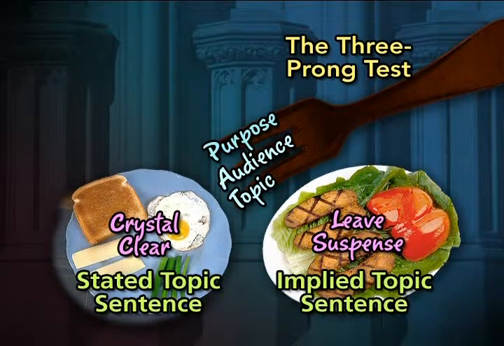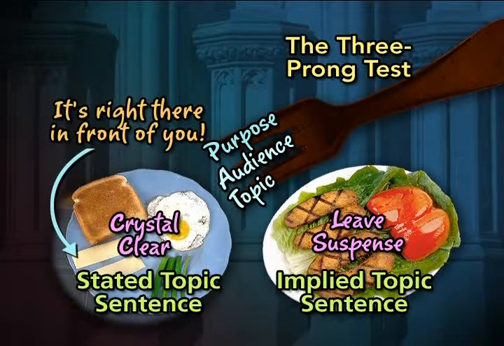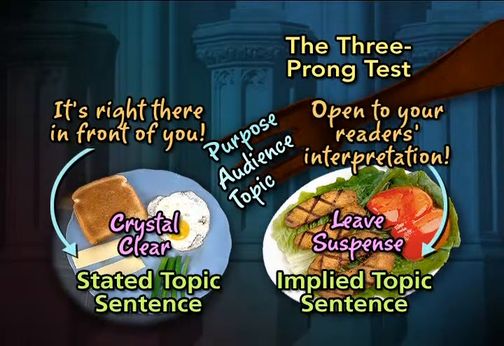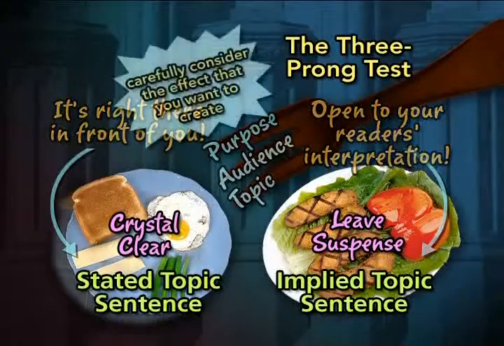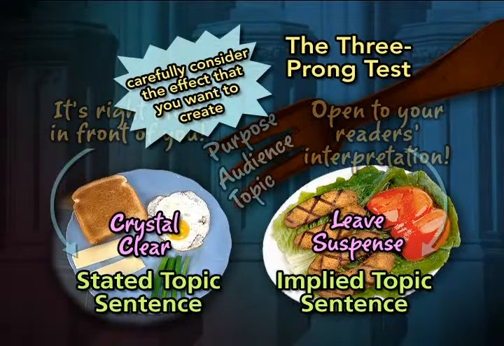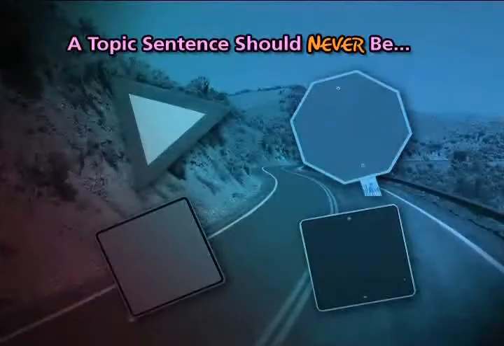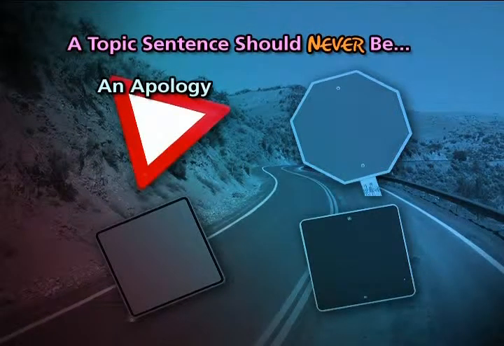Remember that the stated topic sentence gives you the advantage of having it right there in front of you. The implied one gives you the advantage of leaving it more open to your reader's interpretation. The choice is yours, but as you're choosing, carefully consider the effect that you want to create. Now that you know what a topic sentence should be, what should a topic sentence not be? Well, a topic sentence should never be an apology.